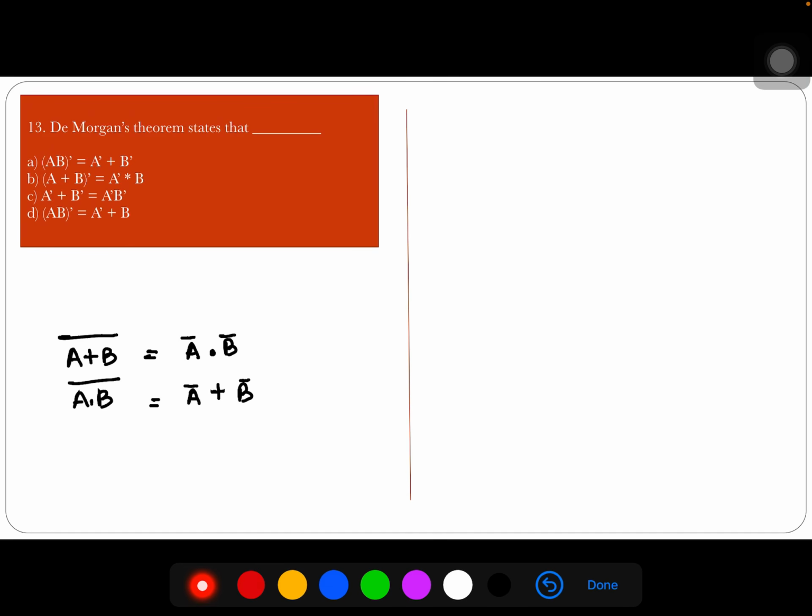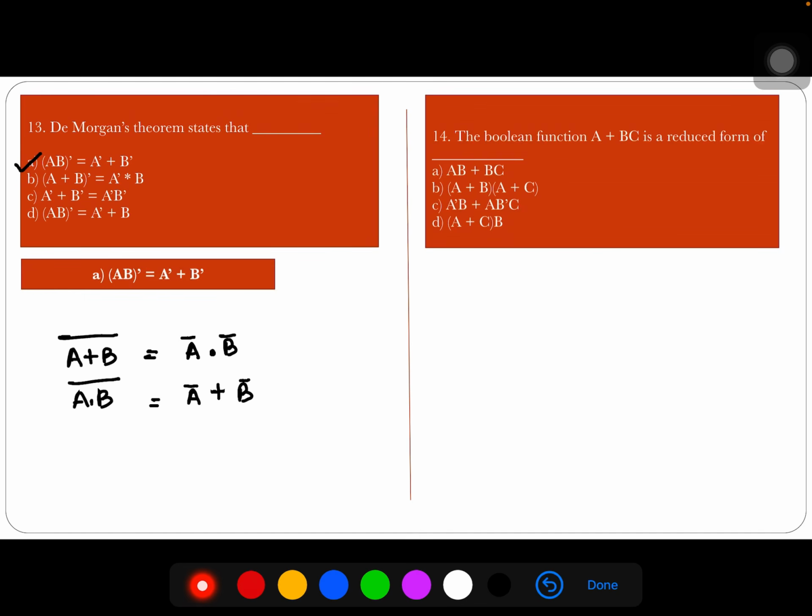Let us see which one is that. So AB complete bar is equal to A bar plus B bar. A seems to be the correct option. B is not the correct option because there should be B bar, but it is only B. A bar plus B bar does not follow De Morgan. AB whole bar is equal to A bar plus B. No, that's also not true. So the correct option is A.